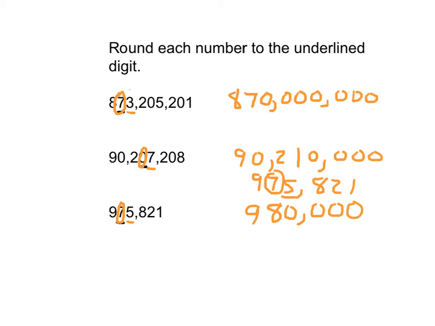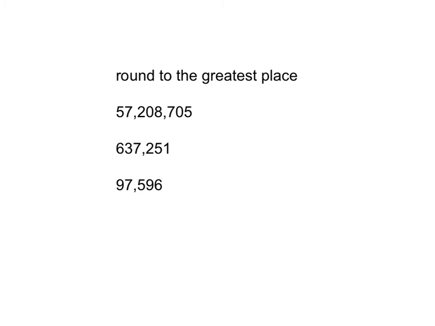975,821 is close to 980,000. Here's another type of problem. It says to round to the greatest place. And what we're saying is, the greatest place is the greatest place in the particular number. So the greatest place in that first one is going to be the 10 millionths place, because that's the digit that's furthest to the left there.